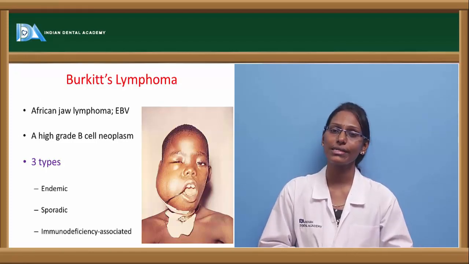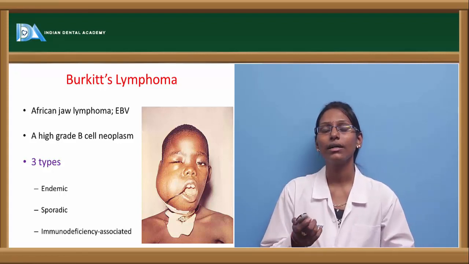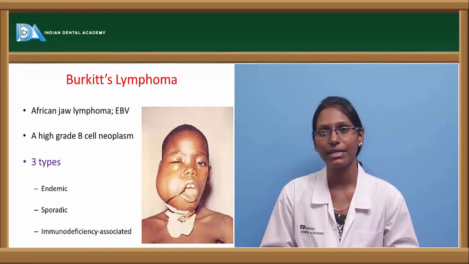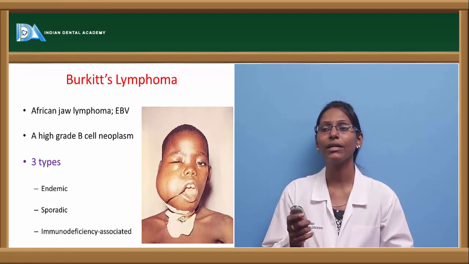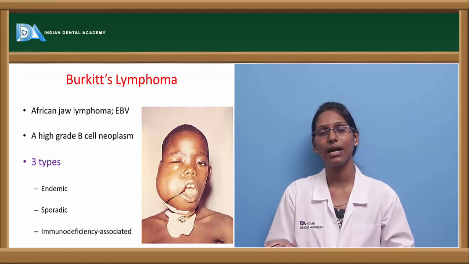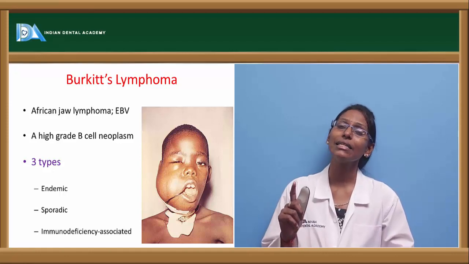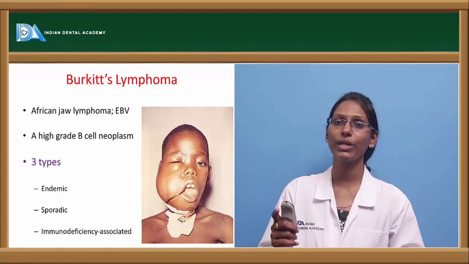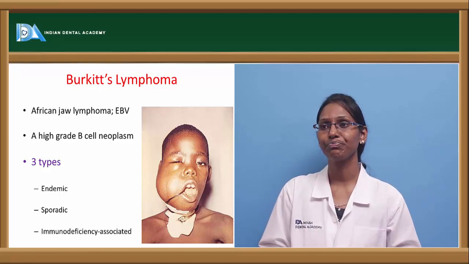Burkitt's lymphoma is also called African jaw lymphoma, and it is usually caused by Epstein-Barr virus. It is of three types: endemic, sporadic, or immunodeficiency associated. Usually the endemic type is seen in the African region, and the sporadic type is distributed worldwide, especially in the African and Asian Saharan region, and the immunodeficiency type is usually associated with HIV. Other than the immunodeficiency associated type, which is associated with HIV, the other two are usually associated with Epstein-Barr virus. Normally it is a high-grade B-cell neoplasm.